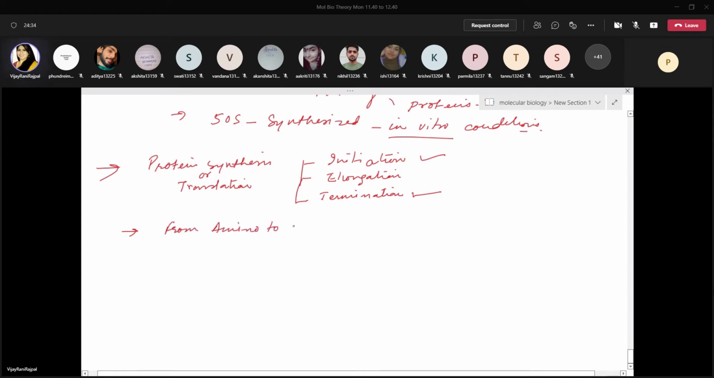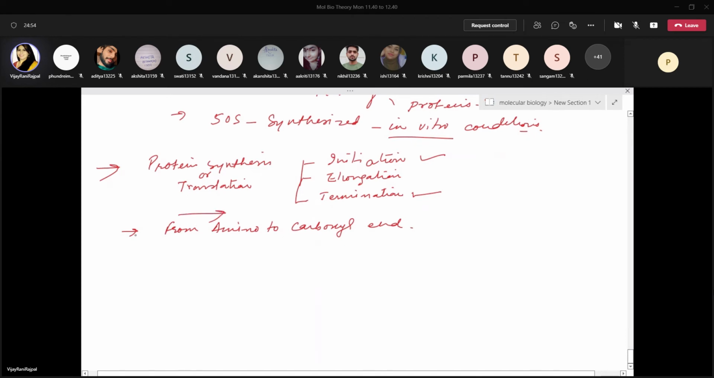Polar hota hai na, polypeptides are polar, there is an amino end and there is a carboxyl end. So I drew the structure of amino acid. There was an amino end and a carboxyl end. So the protein synthesis goes from amino to carboxyl end.